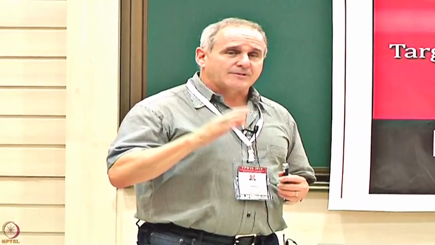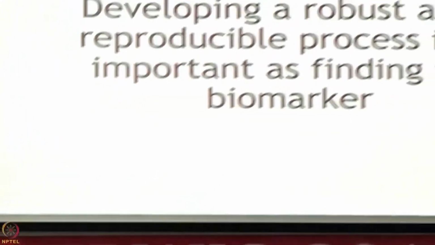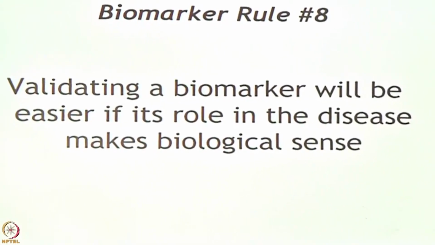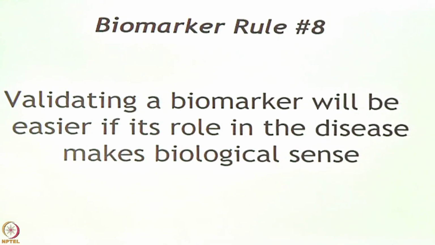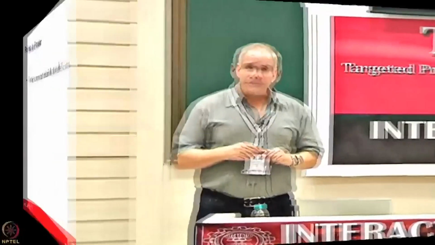Developing a robust, reliable test is half the game. Just because you found a molecule that looks good doesn't mean that you got a biomarker. What you need now is to develop it into an actual diagnostic test. And then the last thing I'm going to mention is that your markers are likely to be more believable if they relate to the biology of the disease. I think a couple of you have already mentioned that, but just keep in mind that if you want the marker to make sense, look for markers that fit with what you think is going on in the disease. If it's a random molecule, it'll be a lot harder to validate it. So I will stop there.